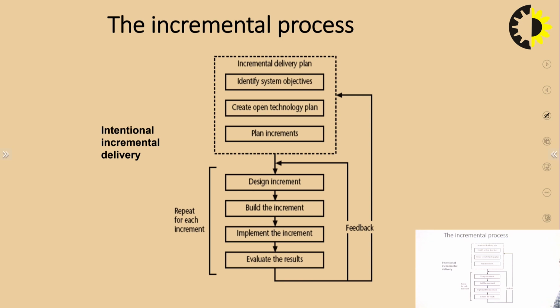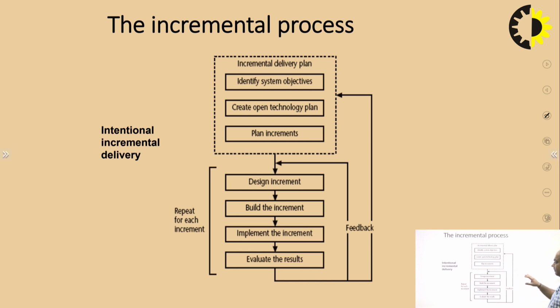The incremental process includes identify system objectives, create open technology plan and plan increments. The increment can also be said to be innovations or any changes. So, we have to identify the objectives, and after identifying the objectives, we have to design the increment, then build the increment, then implement the increment, and after implementing the increment, we have to evaluate its result.